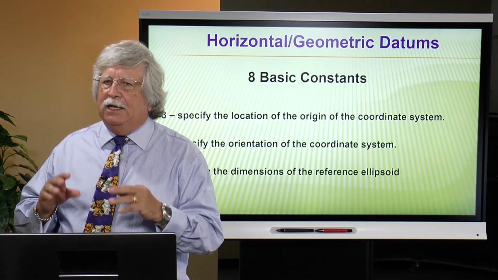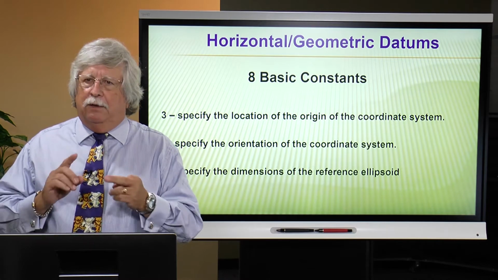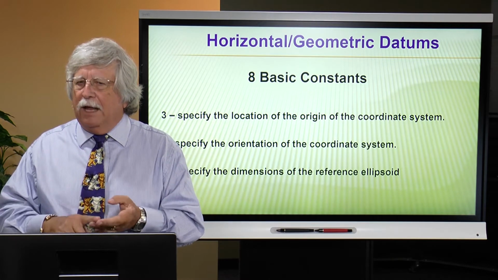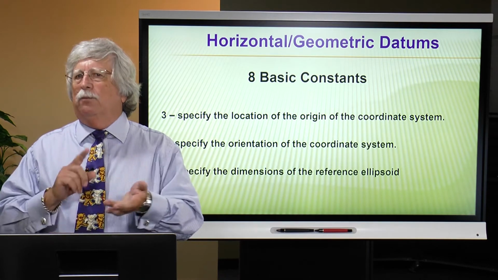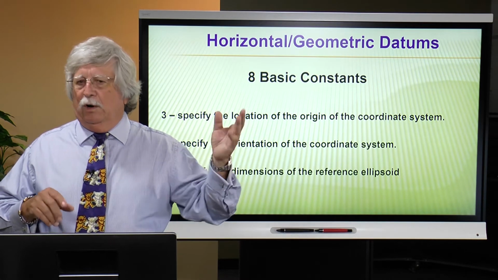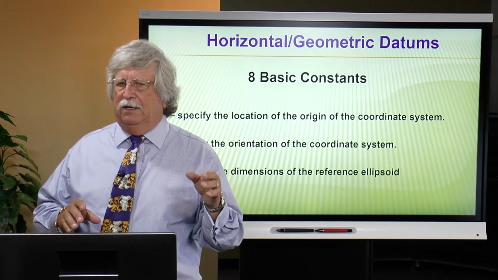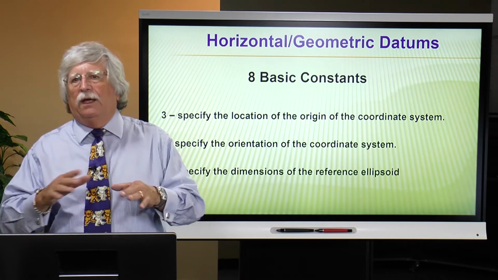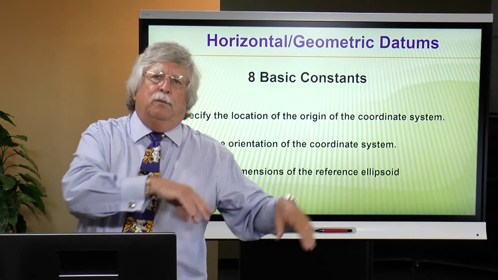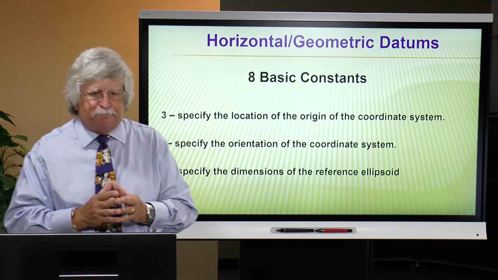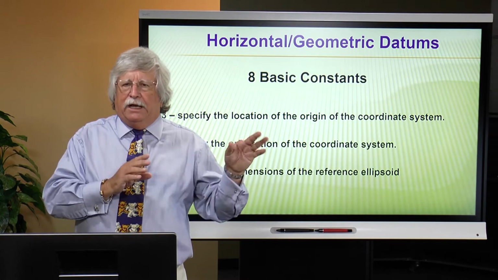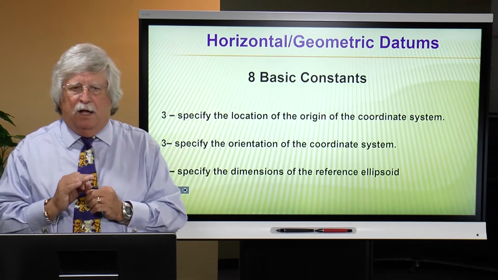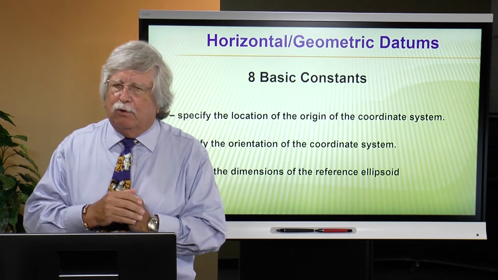And while we had NAD 27 in the lower 48 and Alaska, we had other datums in Hawaii, Puerto Rico, American Samoa, and Guam, and I'm not going to go into those in great detail right now. If I talk about NAD 27 and NAD 83, it's the same thing as what happened in Puerto Rico, Hawaii, and American Samoa. So if we look at NAD 27, 8 basic constants, 3 defining the location of the origin of the coordinate system.